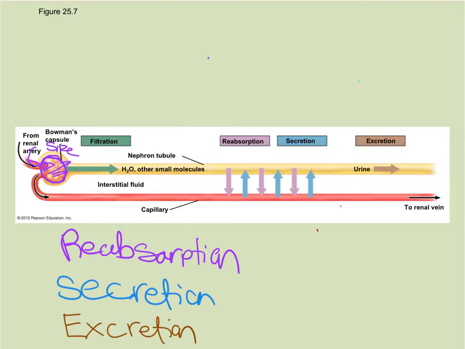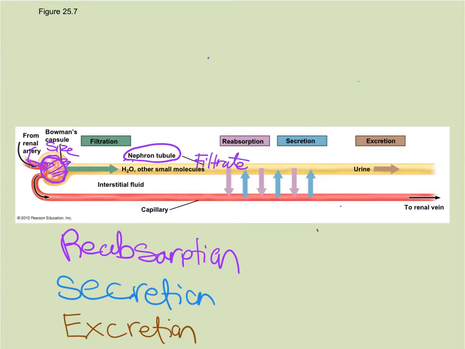Anyway, once things leave from the glomerulus into the Bowman's capsule, it's now in a tubule. And the fluid within the tubule is called filtrate, because it left through filtration.